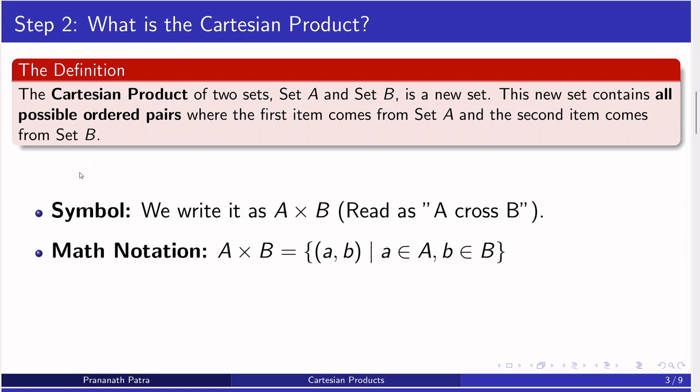When we want to represent this, we use a special symbol, A cross B, which we read out loud as A cross B. In formal mathematical notation, it looks like this. A cross B equals {(a, b) where a is an element of A and b is an element of B}. This simply means we are gathering every possible combination into one new family.